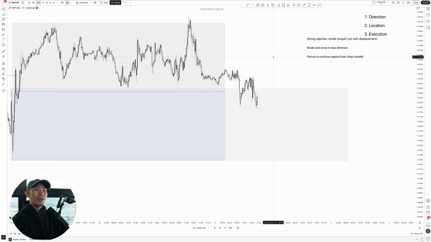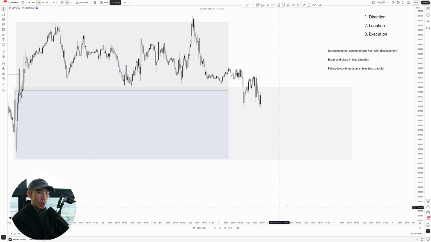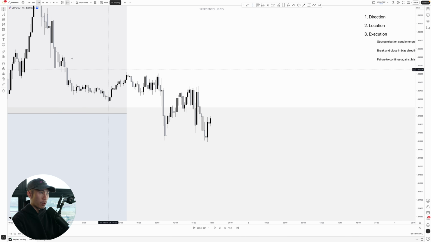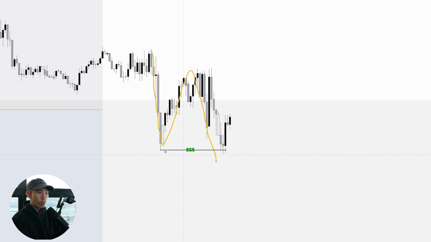We need a very strong rejection candle as well, right? And also a break and close in the buyer's direction. So at this point in time, what happened was that price came all the way down here. And let's observe what price does next. Okay, because this to me is a sign that I should be entering for the position already. Because what happened is that price already came down here and swept liquidity.